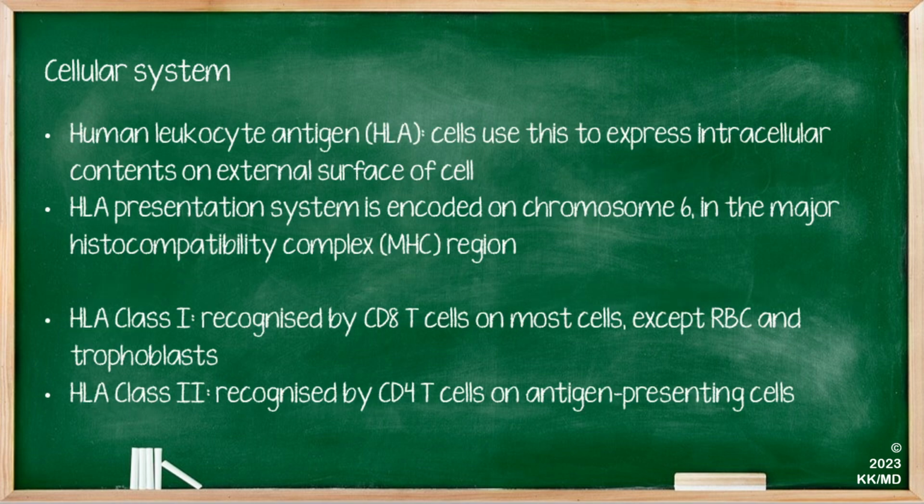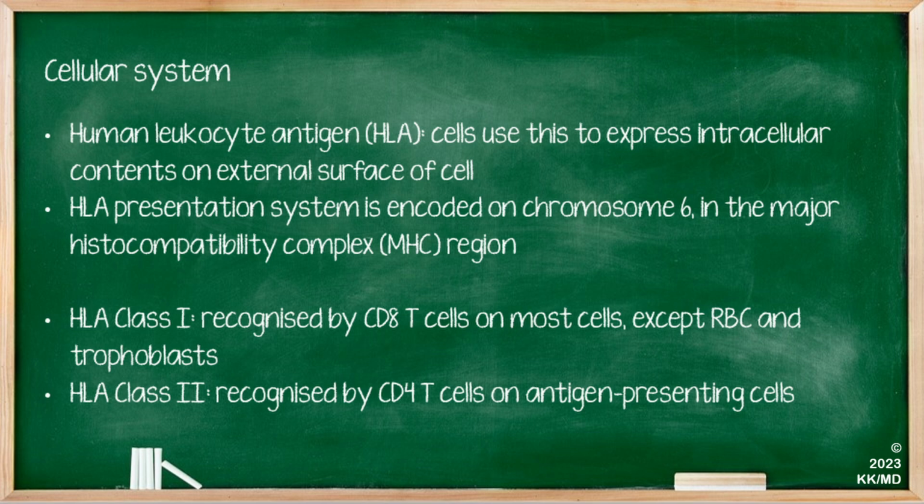With regards to the cellular system, human leukocyte antigen, or HLA, is involved. Cells use this to express intracellular contents on external surfaces of the cell. HLA presentation is encoded on chromosome 6 in the major histocompatibility complex, or MHC region. There are two main forms of HLA. HLA class 1 is recognized by CD8 positive T cells on most cells except the red blood cells and trophoblasts.